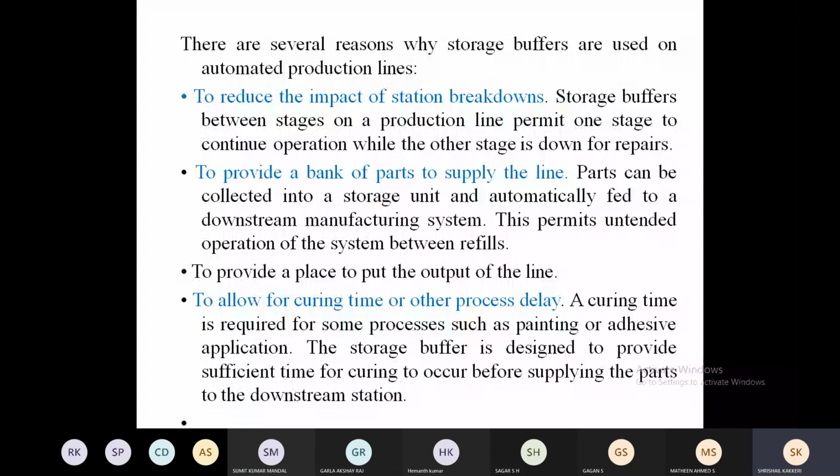The next point is to provide a place to put the output of the line. Okay, it is out of our discussion now. And to allow for curing time or other processing delay. Curing time and other processing delay. So here a design is made to provide sufficient time for curing to occur before supply of the part to the next station. So it is not only to satisfy the starving of station and blocking of station while the material is moving from one station to the other station.